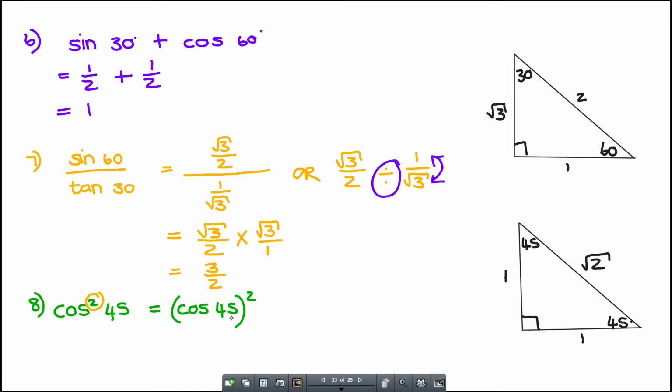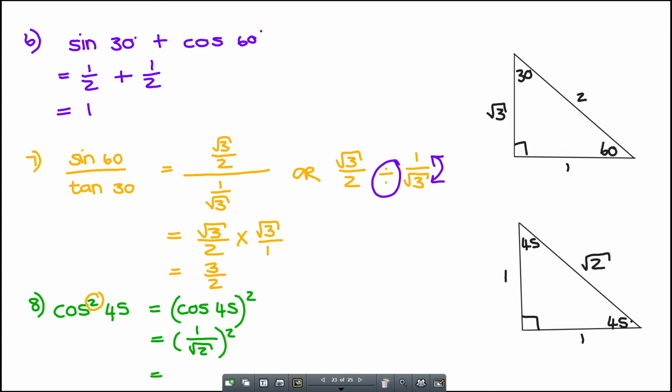Okay, now what is cos 45? If I work from here, cos is adjacent over hypotenuse. So 1 over square root 2. I just quickly want to show you. Let's say we work from here. Then adjacent over hypotenuse. Still 1 over square root 2. So it doesn't matter which 45 angle you use. Okay. So my answer is 1 over square root 2, squared.